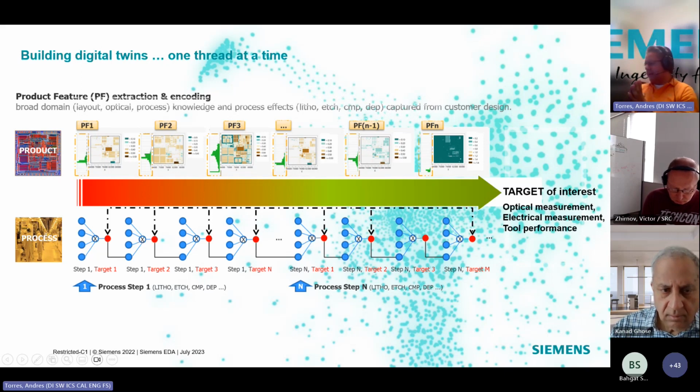We can basically say, okay, how do I want to make an intermediate prediction, how do I want to look at an optical measurement, a physical measurement, an electrical measurement, a tool performance. It doesn't really matter what the target is. That's the whole point of having a digital twin, that you are able to model all of those transformations that you need to do at every step of the way.